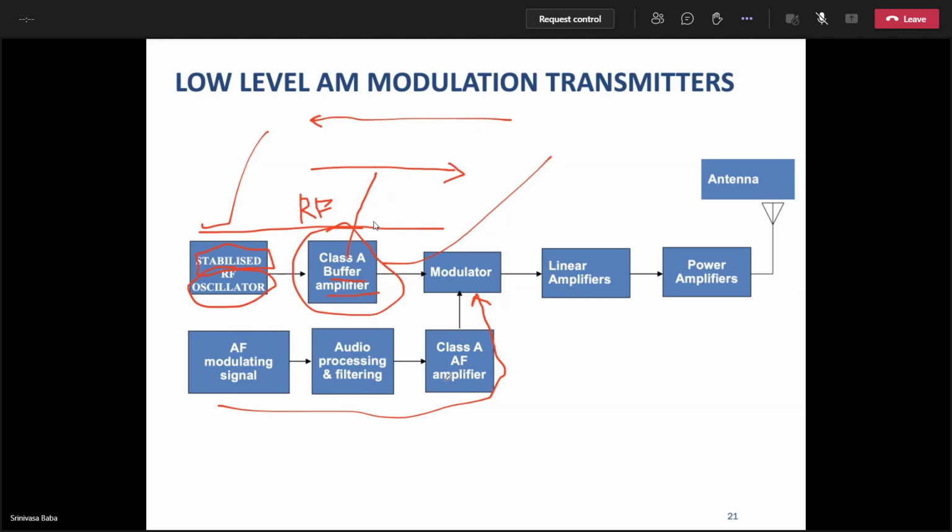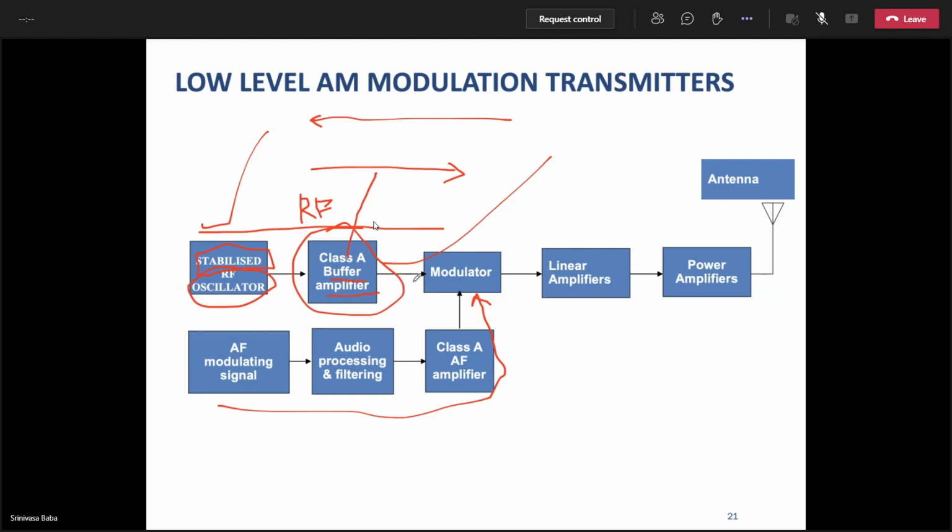Then the signal strength is amplified to a sufficient level where a modulator can be operated. So we'll be increasing the strength of this electrical signal after processing to a level where it can operate a modulator. So this is your AF chain, this is your RF chain. Both are applied to a modulator.